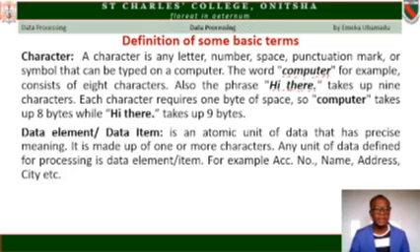The next is data elements, also called a data item. This is an atomic unit of data that has precise meaning. It is made up of 1 or more characters. Any unit of data defined for processing is a data element or item. For example, account number, name, address, city, etc.